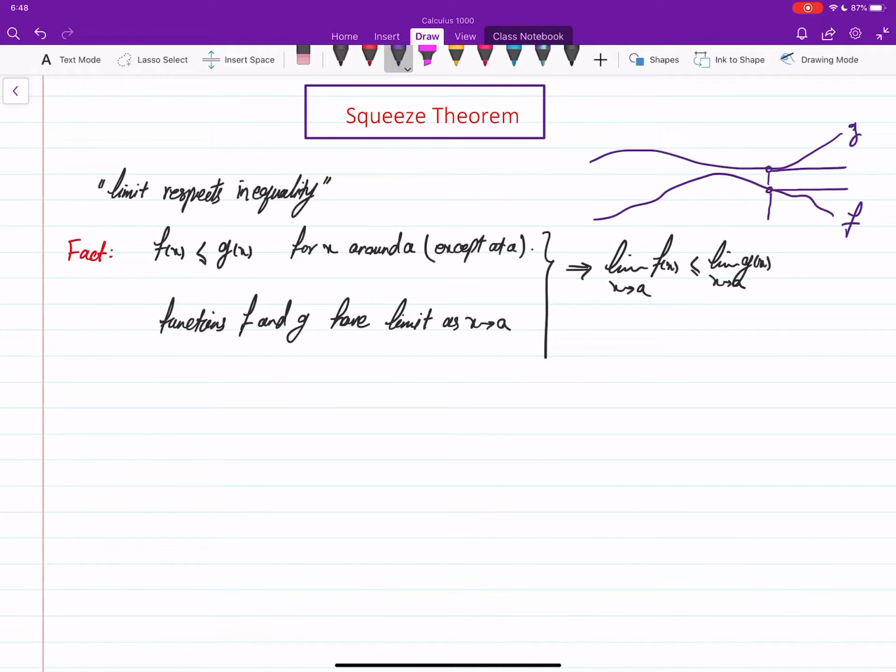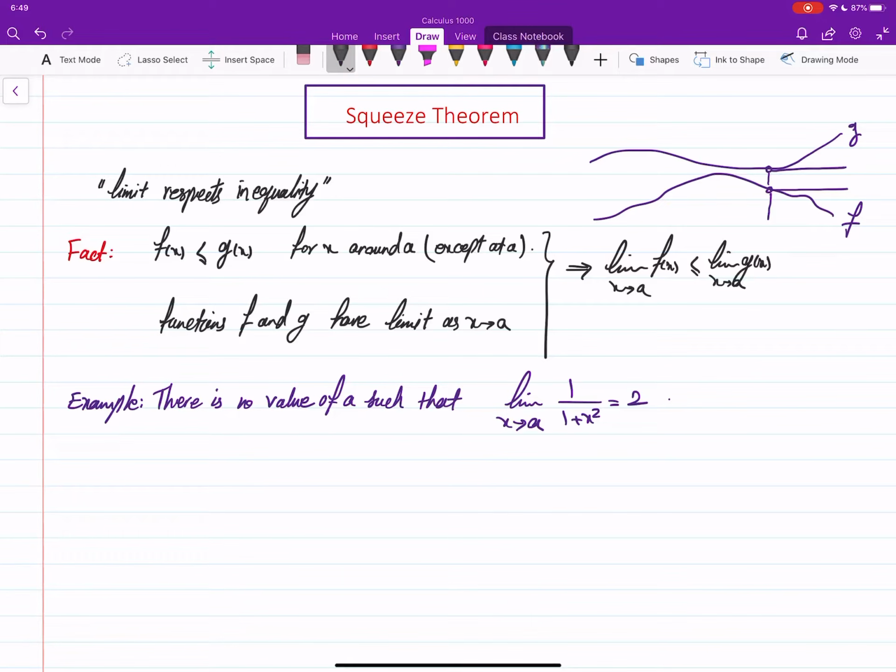This can have very nice implications. For example, there is no value of a such that the limit of 1 over x squared plus 1 can be equal to 2 as x approaches that a. There's no such a. Why?